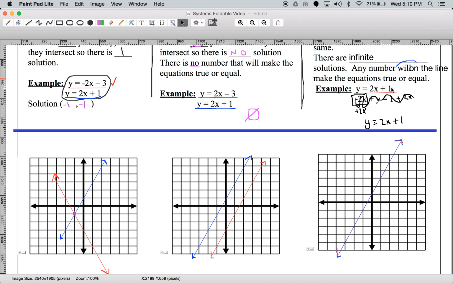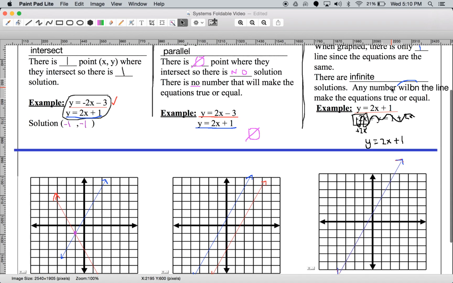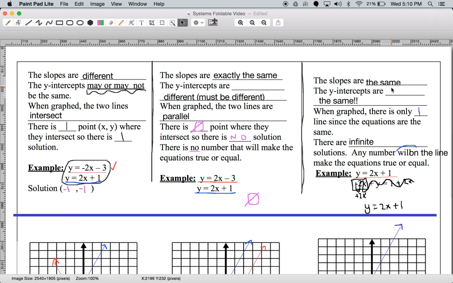All right. So once you're finished with this foldable, go ahead and paste it or glue it into your math journals. And then you're going to start working on a Space Invaders practice sheet. And I think you'll have a lot of fun with it.